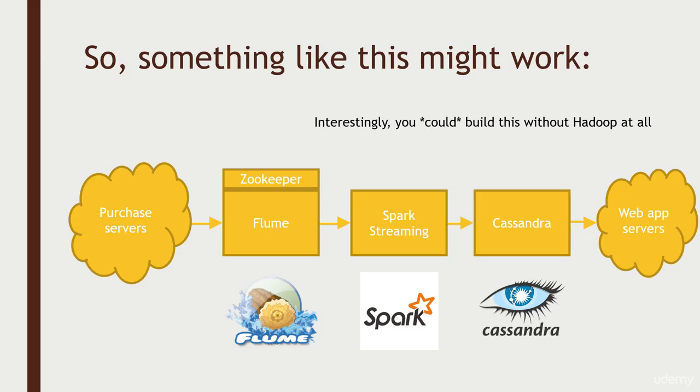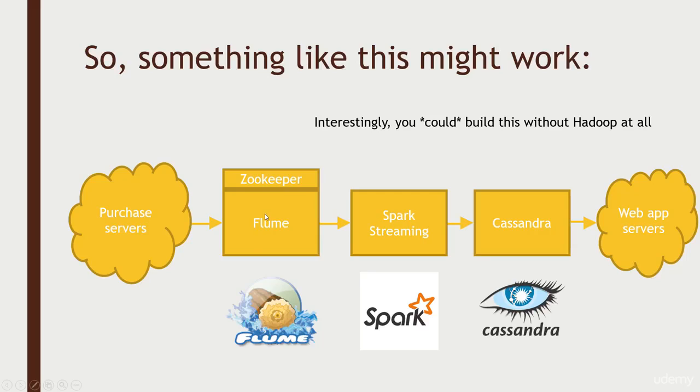So what have we arrived at? Something like this might work. Maybe we have some sort of a service internally that processes purchases. And as these servers log purchases that happen, maybe I can process that data through Flume and use that to actually get the events across of somebody purchased this thing. And Flume, as you recall, depends on Zookeeper to keep itself running reliably.